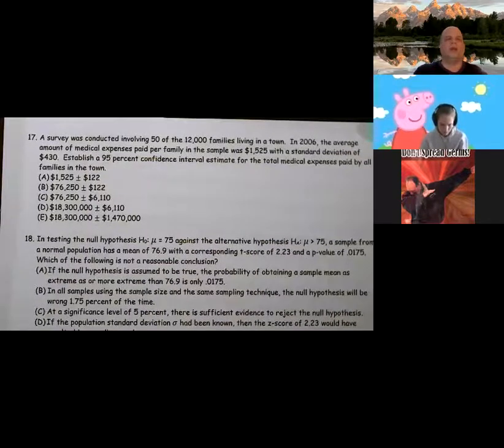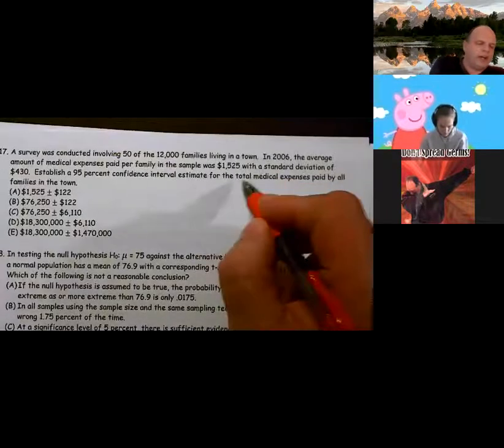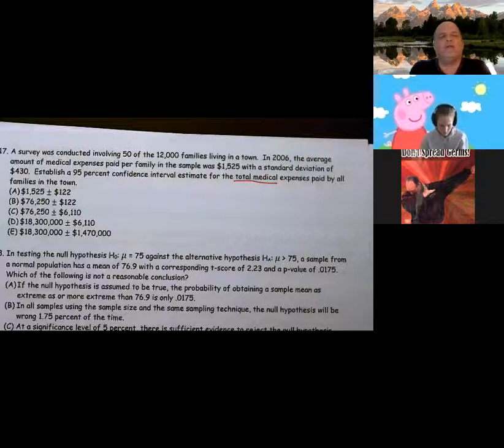All right. A survey was conducted involving 50 of the 12,000 families in a town. In 2006, the average amount of medical expenses paid per family in the sample was 1,525 with a standard deviation of 430. Establish a 95% confidence interval for the total medical expenses paid by all families in the town. So they're not asking me to figure out the average.